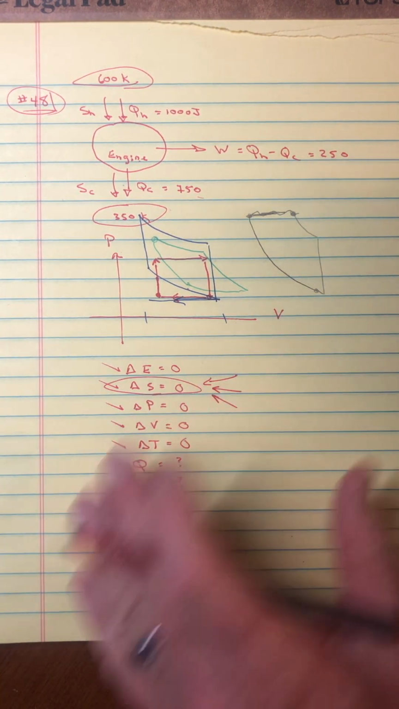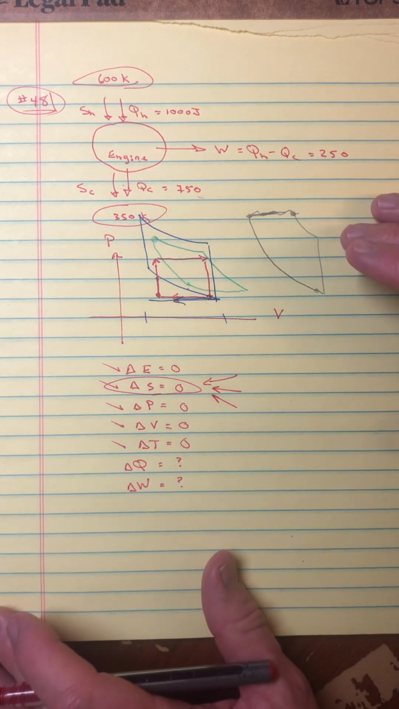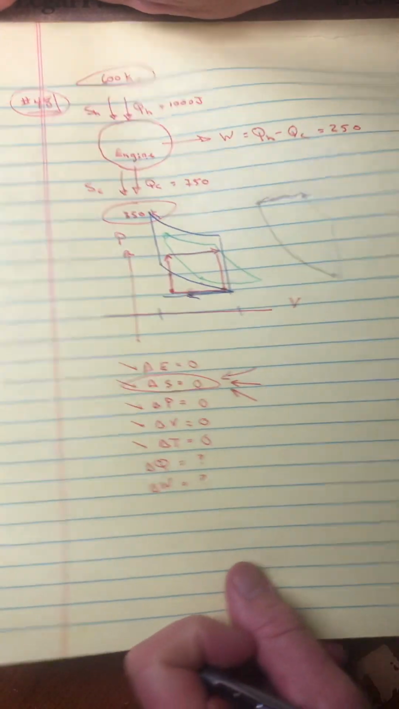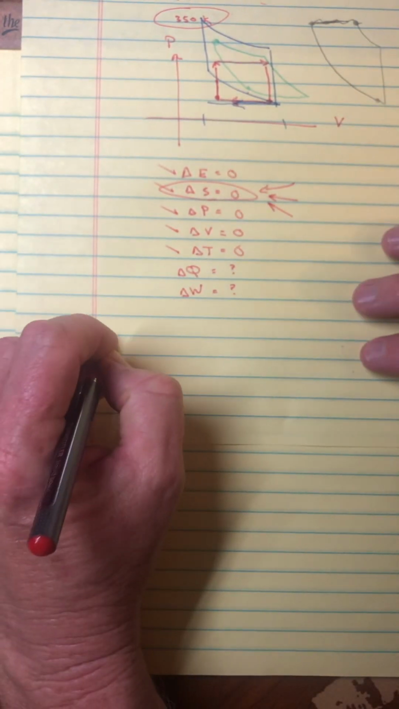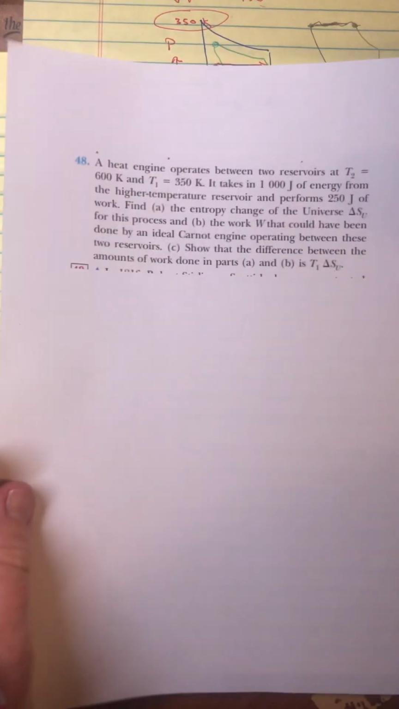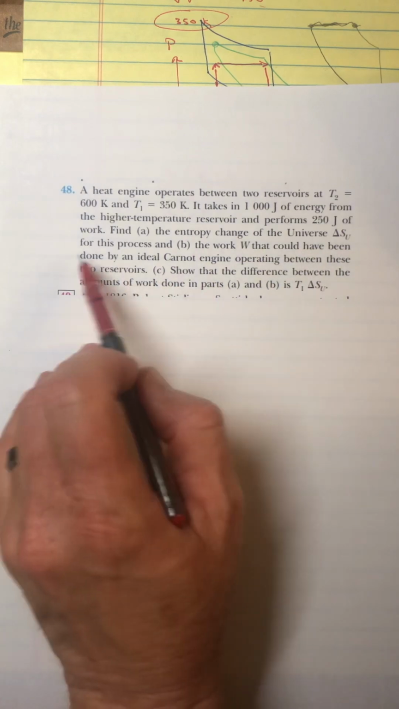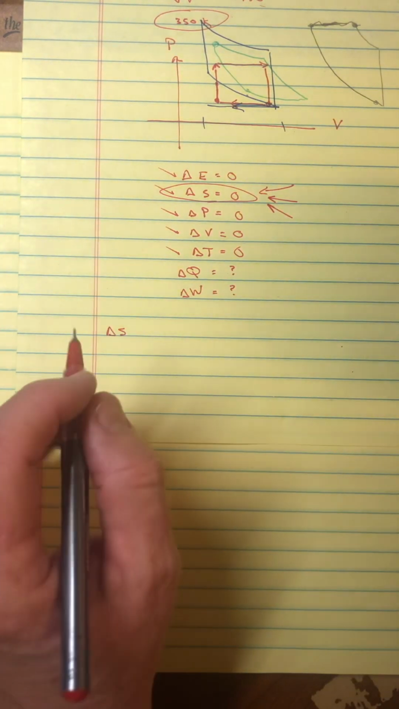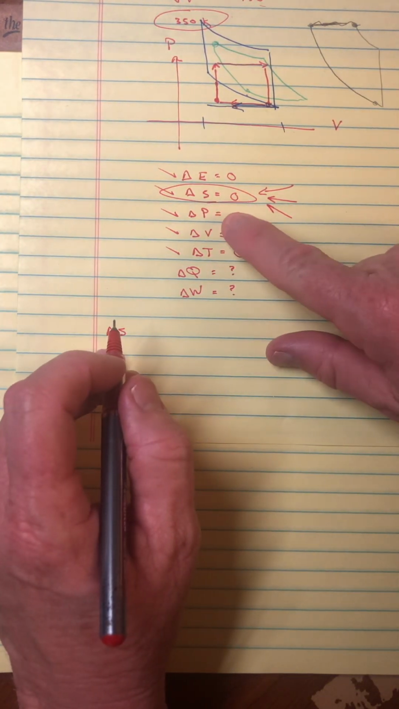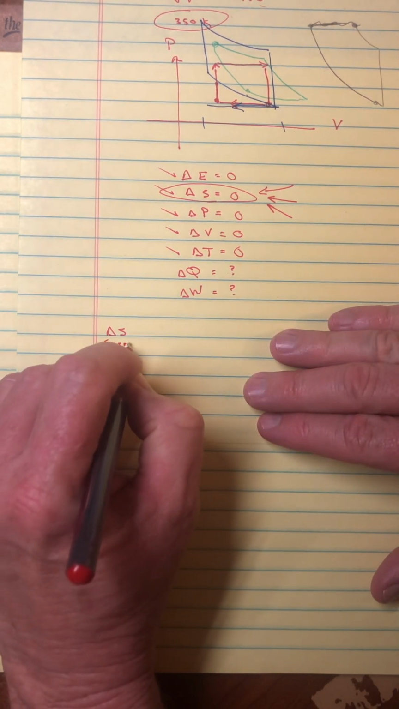So the change of entropy of the engine, even though we don't know its cycle, we know its change is 0. And if they had asked what the change of the engine is, we could just say 0 and be done. But they asked for the change of the universe, I believe. Find the entropy change of the entire universe in this process. So we have to include not just the engine, which is the easy one, but we also have to include the surroundings.